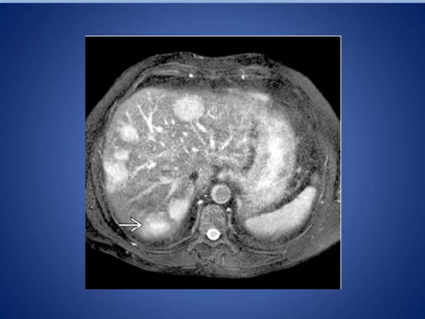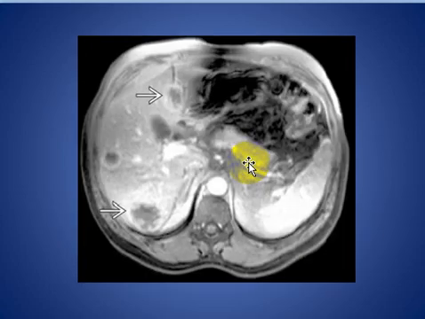As we see here in axial T2 weighted MRI image, we have multiple liver metastases, and this one has halo, peritumoral halo, and these are metastases from the colon. Another patient with hepatic metastasis shows multiple hepatic metastases from the colon with peritumoral capsule or halo.